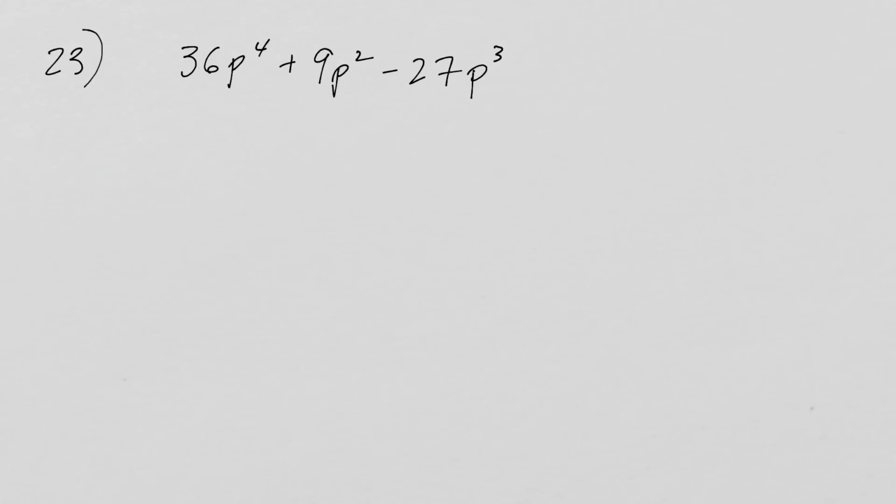All right, 9 is the largest number that can go into those things. So I'm going to pull out a 9. And p to the second is the smallest of those. So I'll pull out a p to the second. And it's going to leave behind 4, because 9 times 4 is 36, p squared, plus 1 minus 3p.